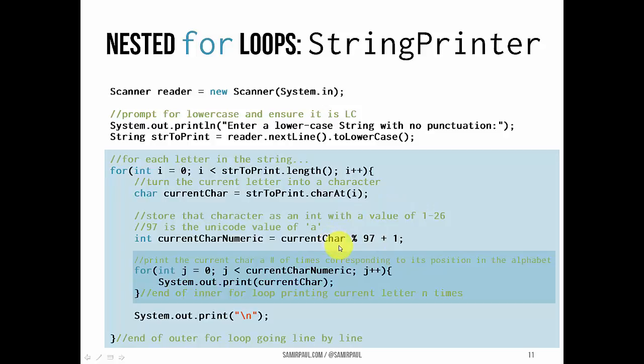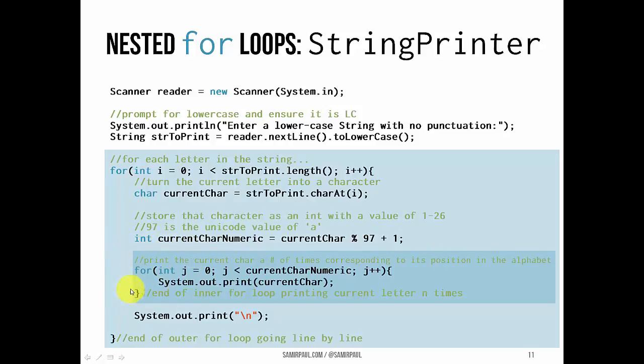So first of all, why do we mod by 97? Well, we do that because every character maps to a particular numerical value, and 97 happens to be the value that maps to lowercase a. So if we mod the current character by 97, then we end up with a value of 0 for a, 1 for b, 2 for c, and so on. Then, if we want to number them not from 0 to 25, but from 1 to 26, we can just add 1. And we store that in an int variable called currentCharNumeric.